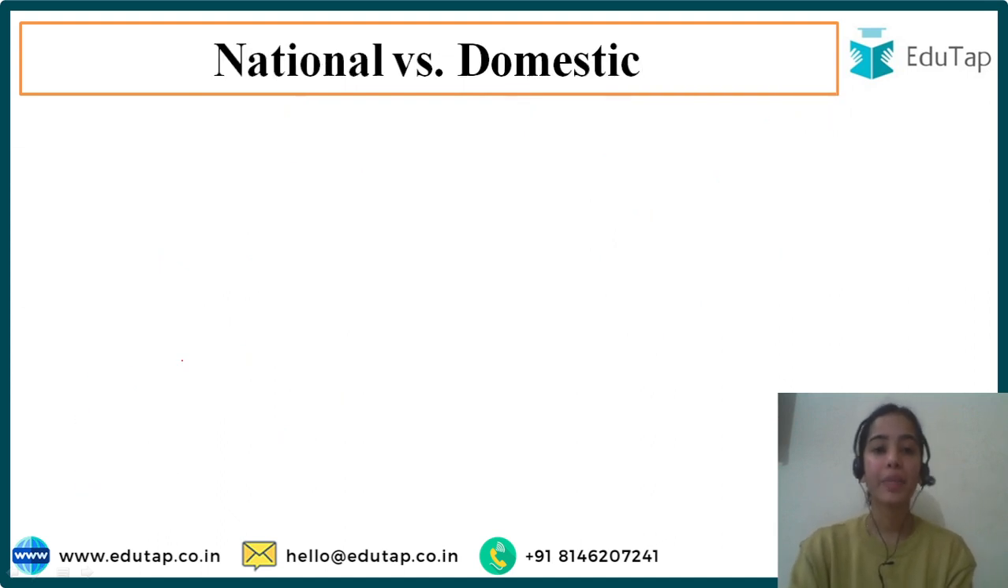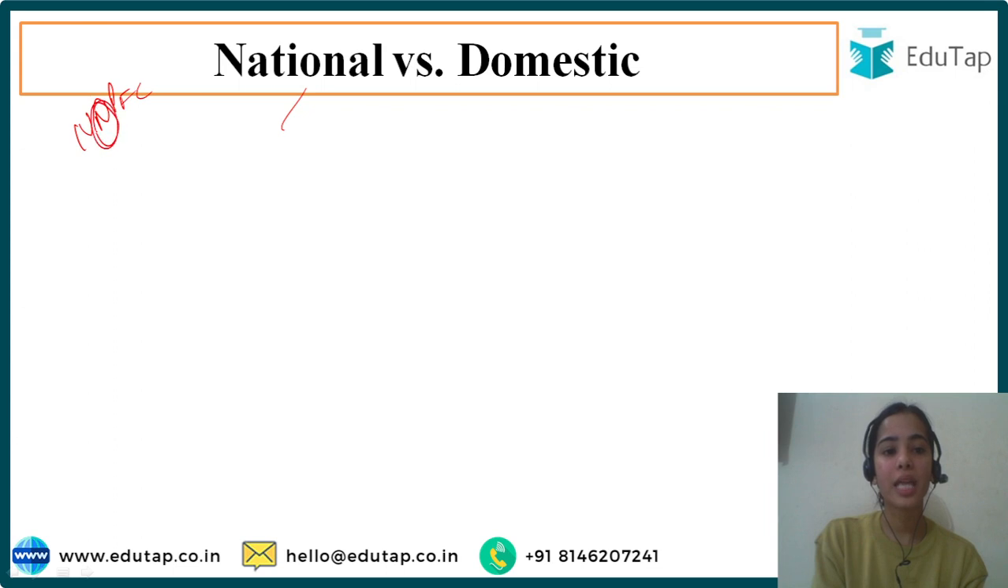Now national versus the domestic. See, when we calculate NNP FC, there is this national, and GDP MP, this is the domestic. So how can we convert from the national to the domestic?